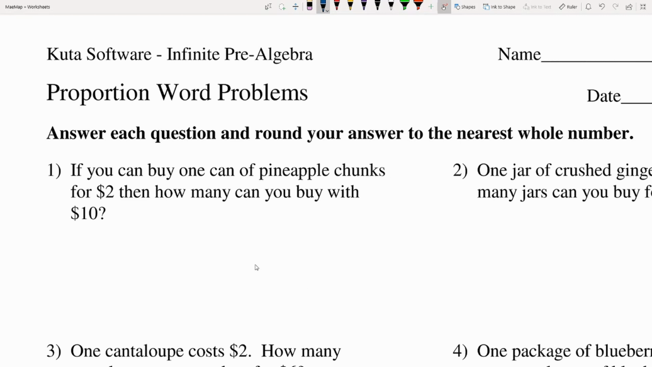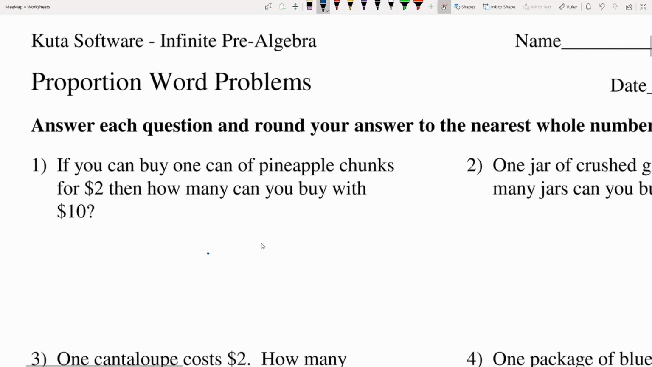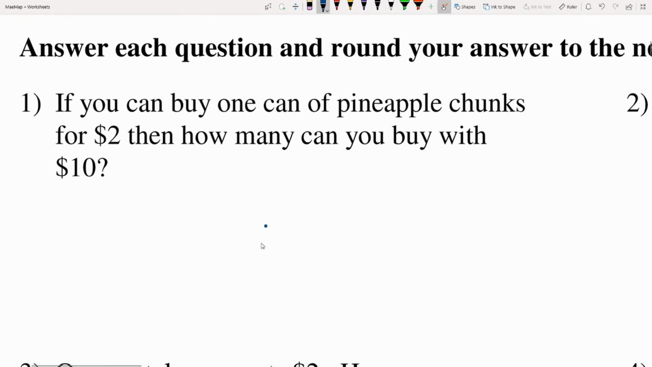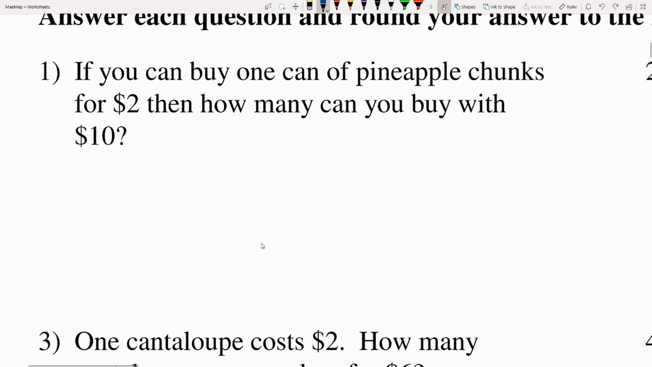It says, if you can buy 1 can of pineapple chunks for $2, then how many cans can you buy with $10? So let's set this up proportionally. If we can buy 1 can of pineapple chunks for $2, that will be 1 can for $2. So we'll put 1 can in the numerator and $2 in the denominator. That's going to be equal to how many cans we can buy with $10.